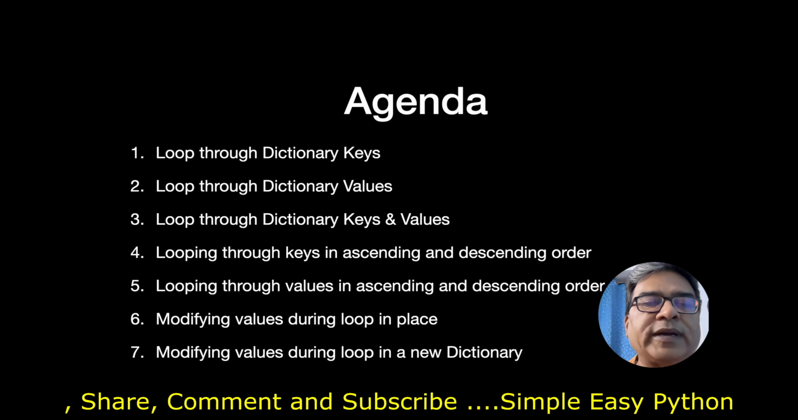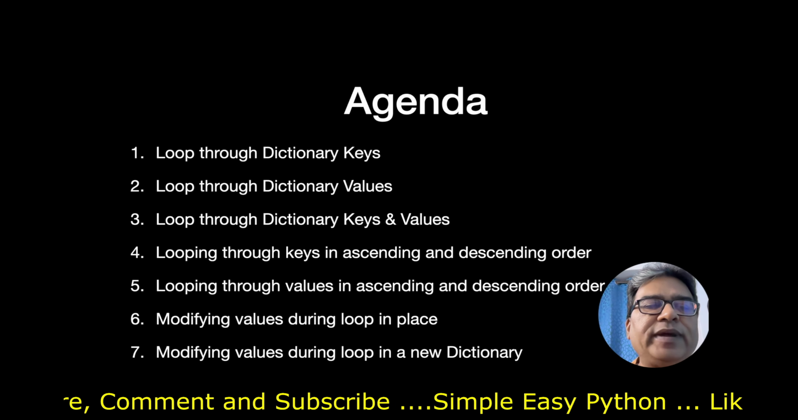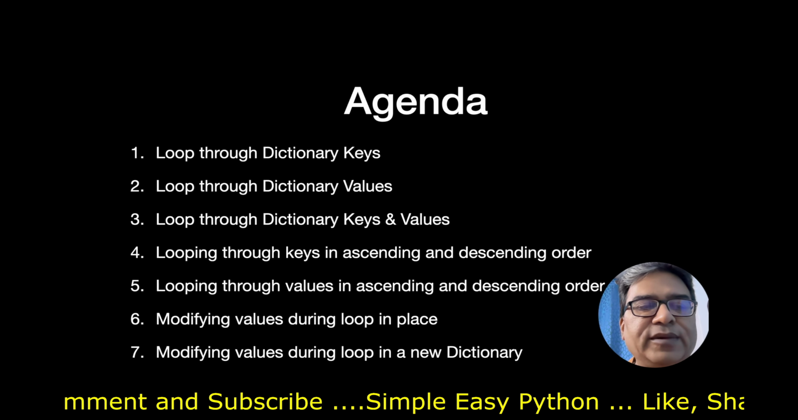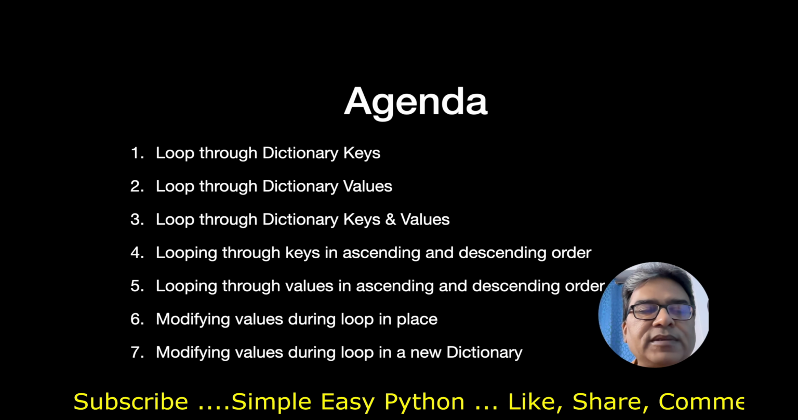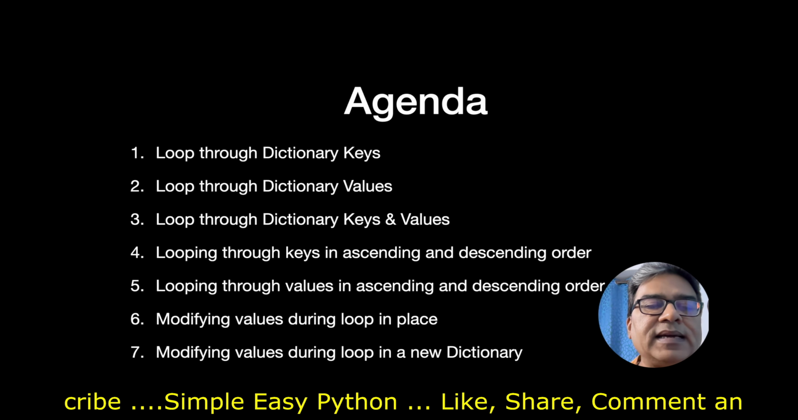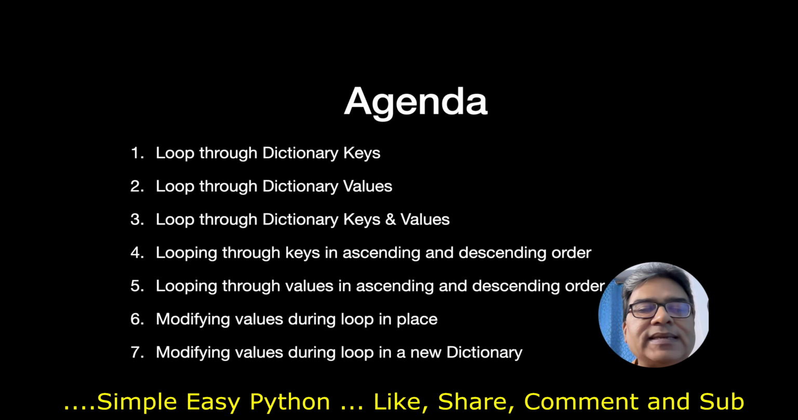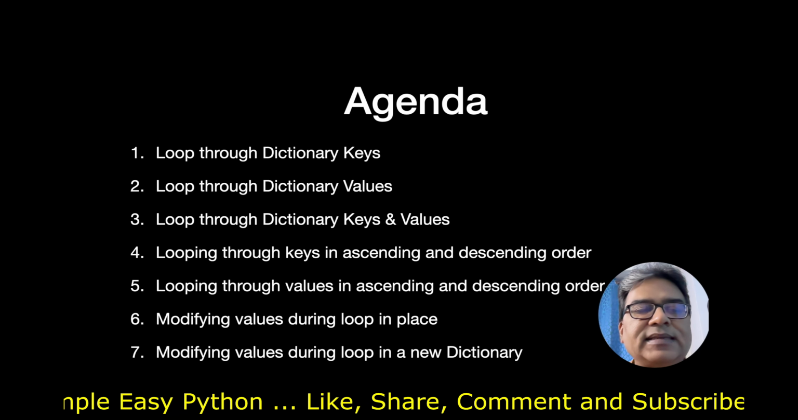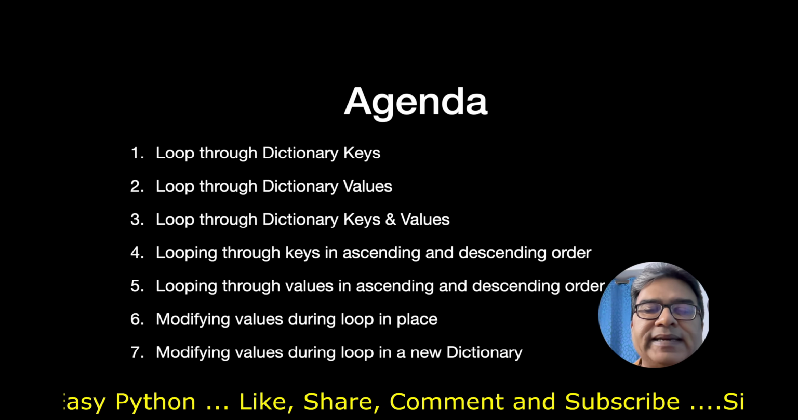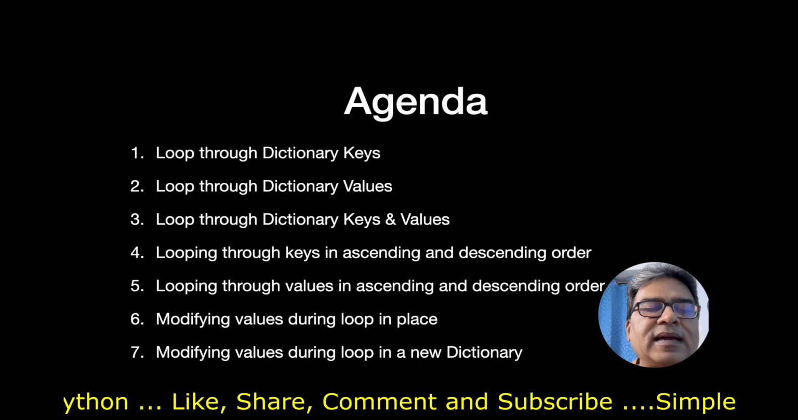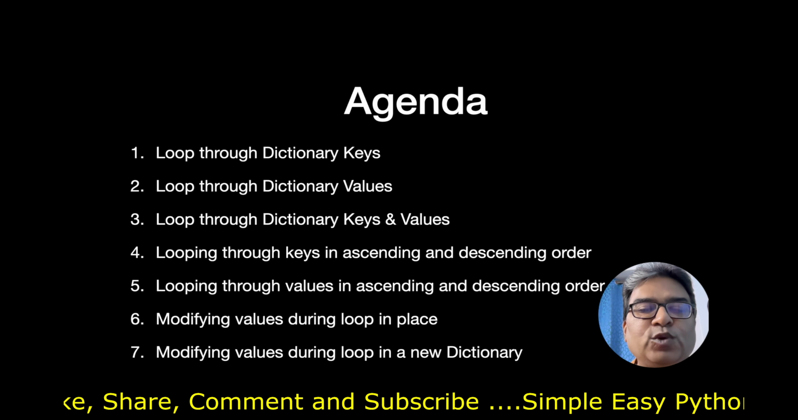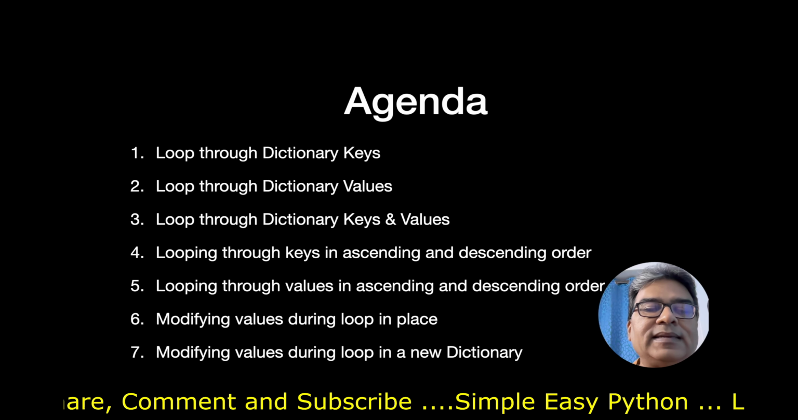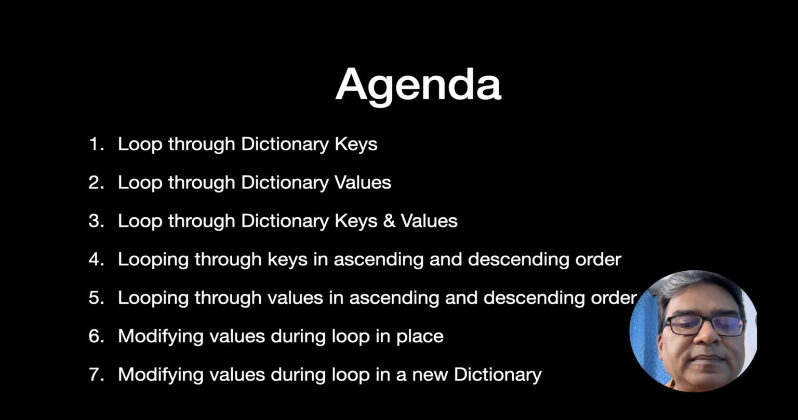Here is the agenda for today's video. How we can loop or iterate through dictionary keys, how we can loop through dictionary values, and how we iterate through dictionary keys and values. Then we will see how we can loop through keys in ascending and descending order, and similarly values also in ascending and descending order. And then, is it possible to modify the values of a dictionary during the loop in place, that is in the same dictionary, and then by way of creating a new dictionary.